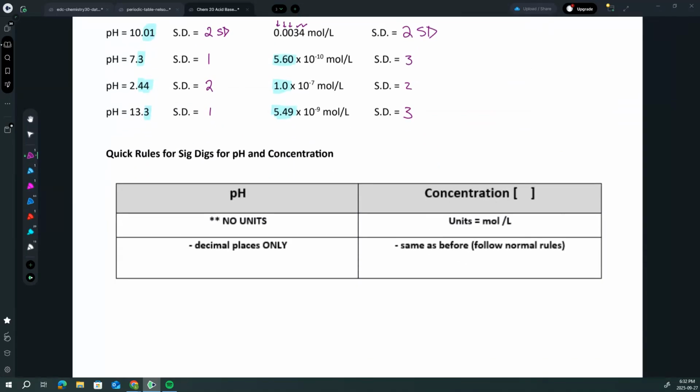Quick rules for sigdigs for pH and concentration. pH, look after the point. For pH also, there's not going to be any units. Whereas for concentration, the units are, from here on out, pretty much always going to be moles per liter. And for concentration, we're using our normal sigdig rules where you're looking at the entire number.